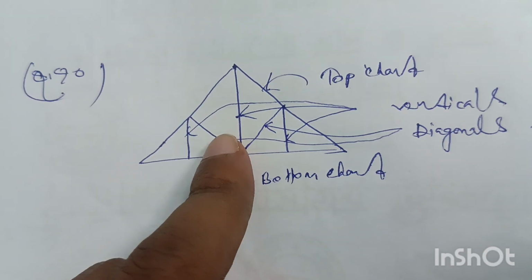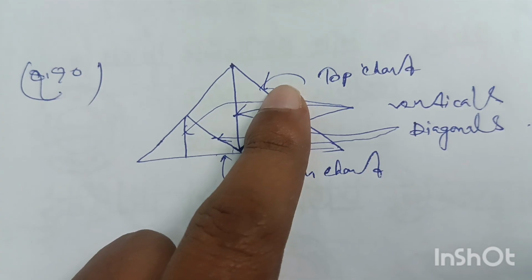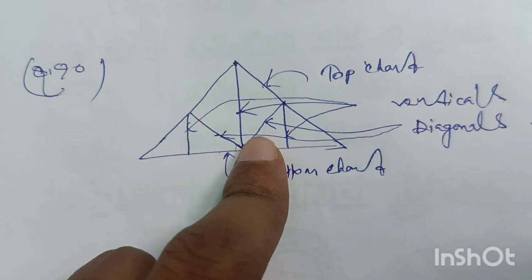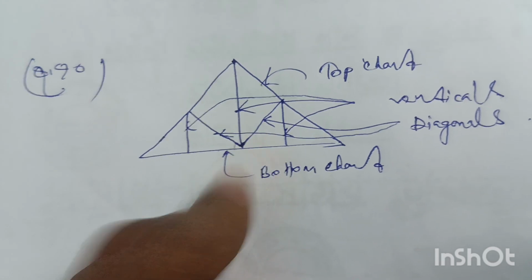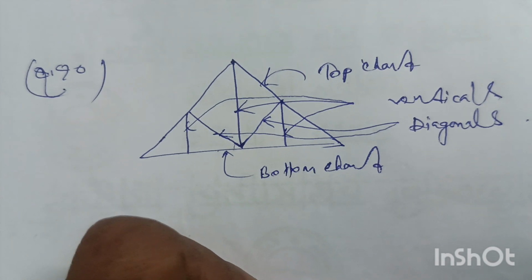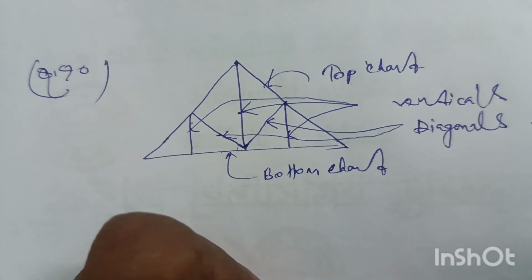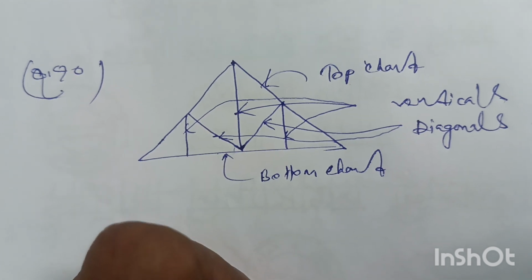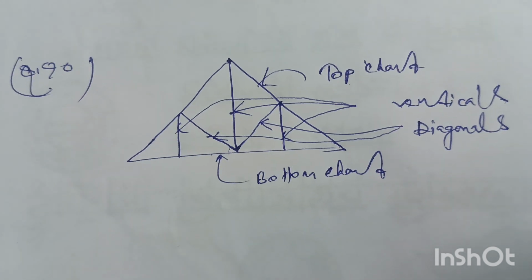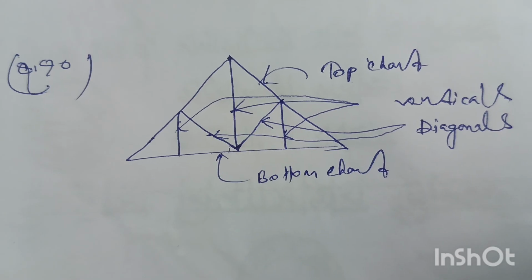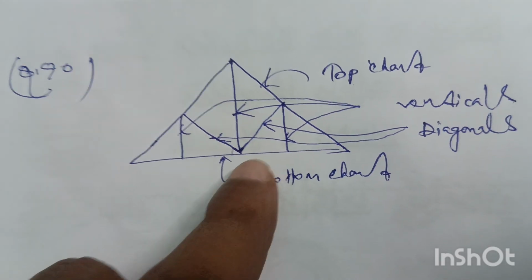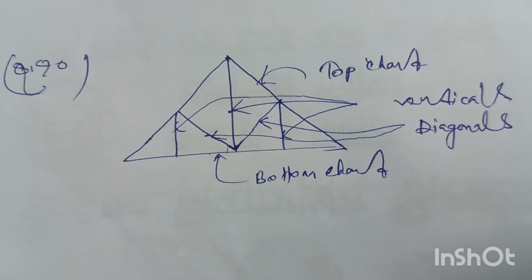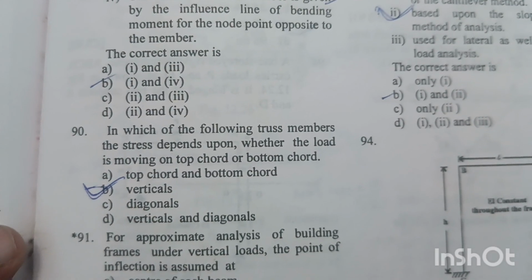The stress in vertical members and diagonals of the truss is significantly affected by the load's position. When the load is directly over the vertical member of the truss, it induces direct forces. And when this load is over the diagonals of the truss, then the forces in the member will be either compression or tension. So in my opinion, web members of the truss, or verticals and diagonals, are the members on which the stress depends upon whether the load is moving on top chord or bottom chord. So option D is the right answer.